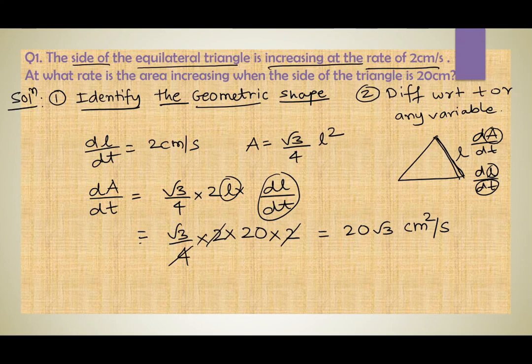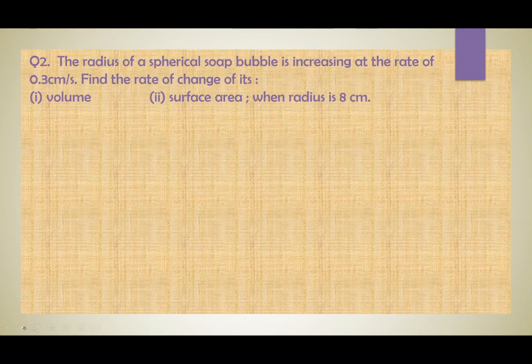So, quick recap, what is the procedure? Identify the geometric shape, differentiate the variable, differentiate any required variable with respect to t or any other variable. For that, you need to use a formula like I have used here, and then just differentiate this. Simple. Okay. The more I solve, the better you will understand this. I will discuss question number 2.